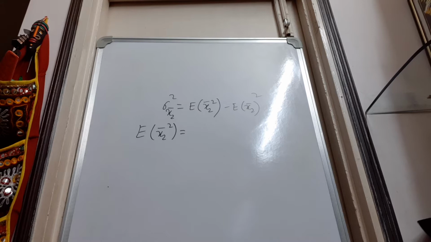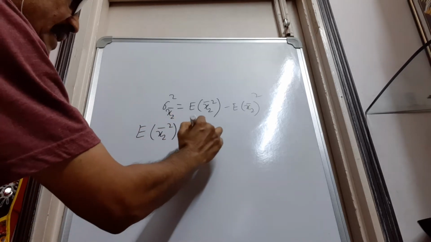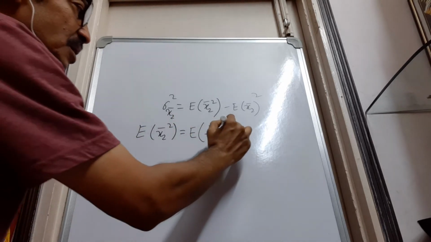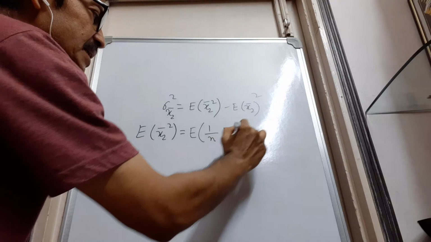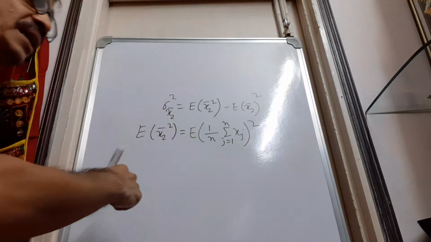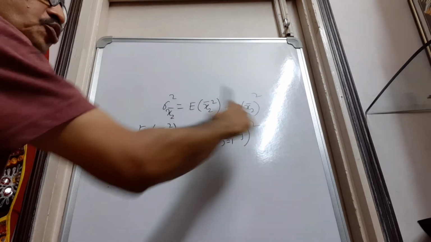x2 bar is the average, the sample mean of SRS WOR, without replacement, isn't it so? So this is the sample case, and we just put the definition of x2 bar. The definition of x2 bar is this: j runs from 1 to small n, and this is whole square. This is x2 bar, so whole square.